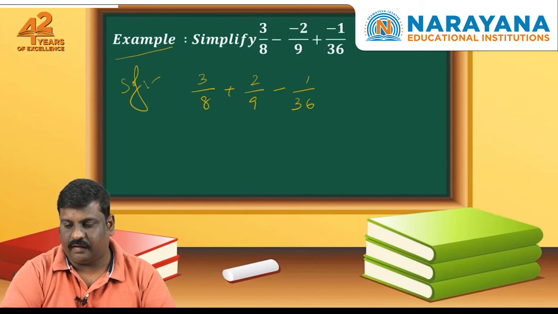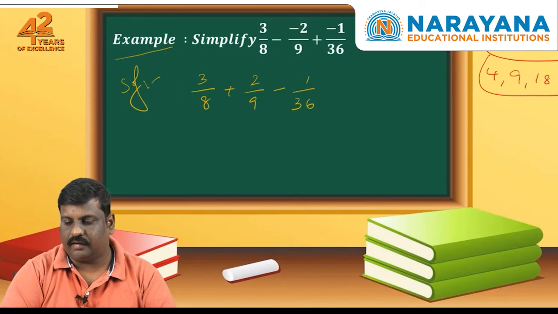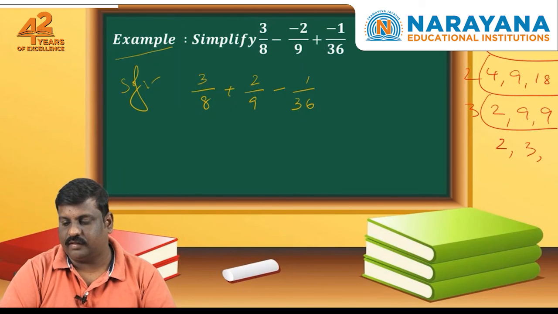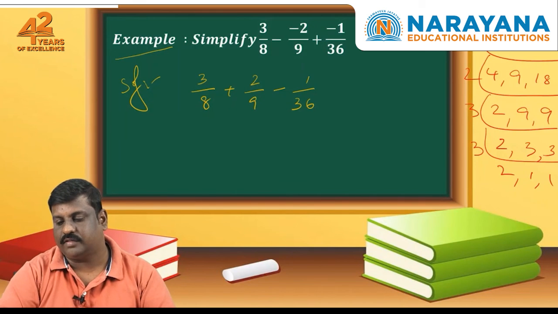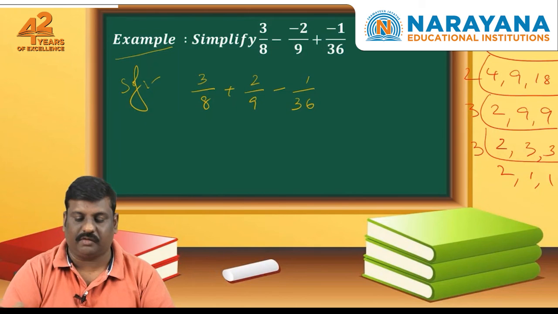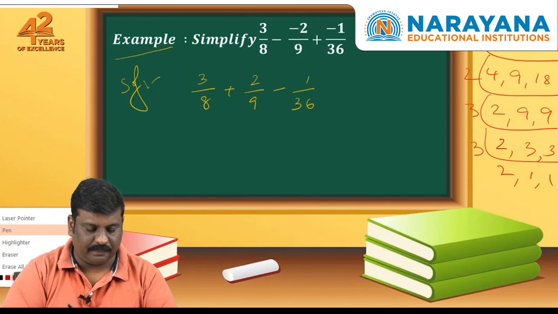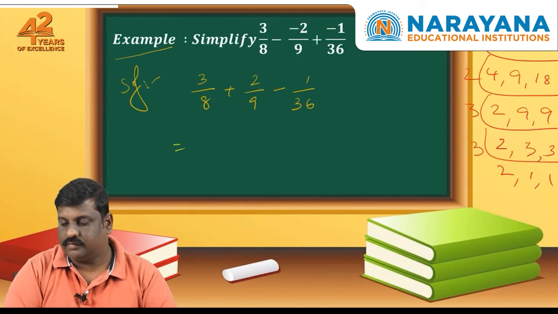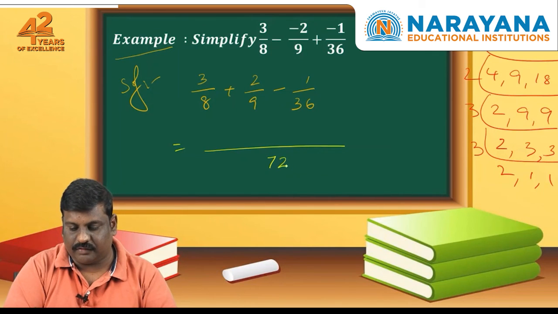Take the LCM of 8, 9, 36. Right? Here is the 2 table, 2 4s are 8, 2 18s are 36. Again 2 table, 2 2s are 4 and 2 9s are 18. Now take the 3 table. 2 is the same, 3 3s are 9, 3 3s are 9. Now 3 table again, 1 and 1. Now it comes as 2 2s are 4, 4 3s are 12, 12 3s are 36, 36 2s are 72. So the LCM of the given denominators is 72.